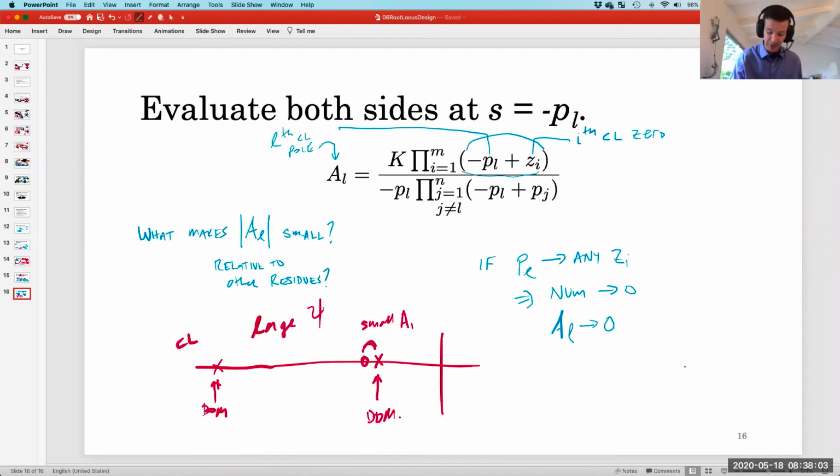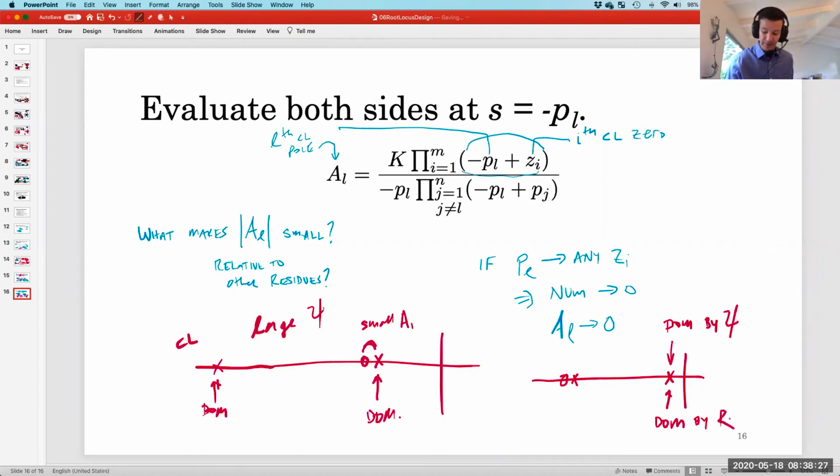So let's take an easier case. If I've got a closed loop pole there, a closed loop pole there, and a closed loop zero there, then clearly everything points to this one dominating. Both the psi ratio, domination by psi, but also domination via residues as well.